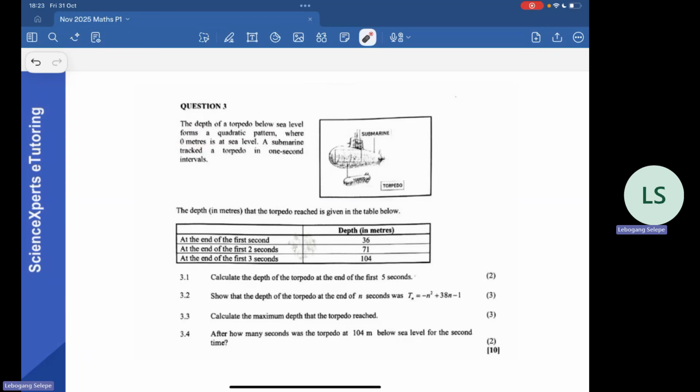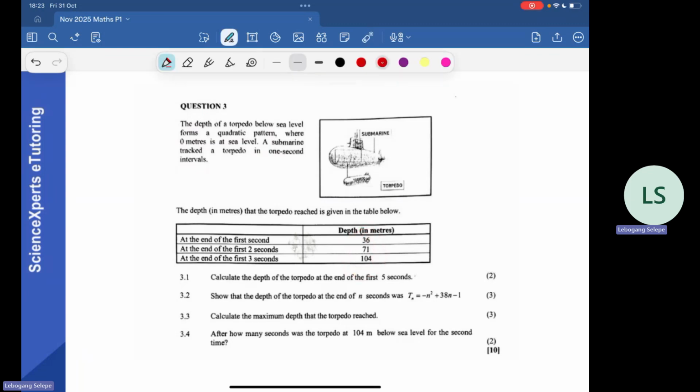A submarine tracked a torpedo in 1 second intervals, right? So here you can see that at the end of the first second, it was 36 meters deep. At the end of 2 seconds, it was 71 meters deep. And at the end of 3 seconds, it was 104 meters deep. So they told us important information. They say that the depth is represented as a quadratic pattern.